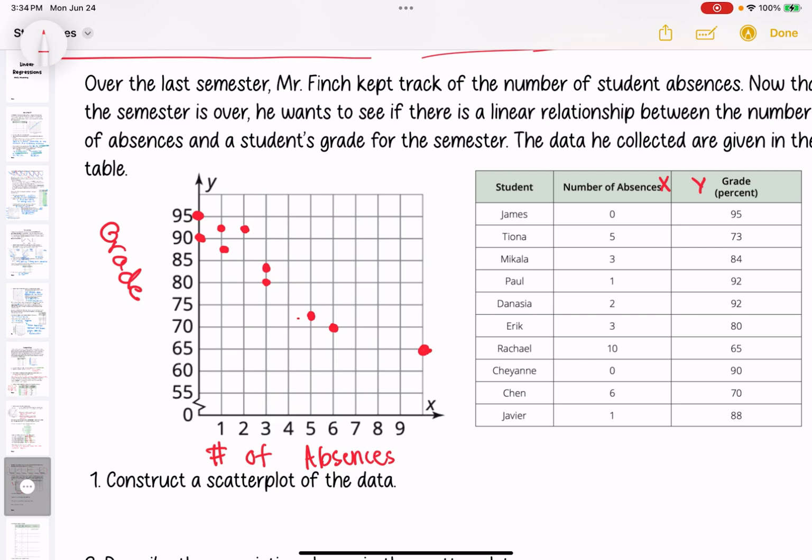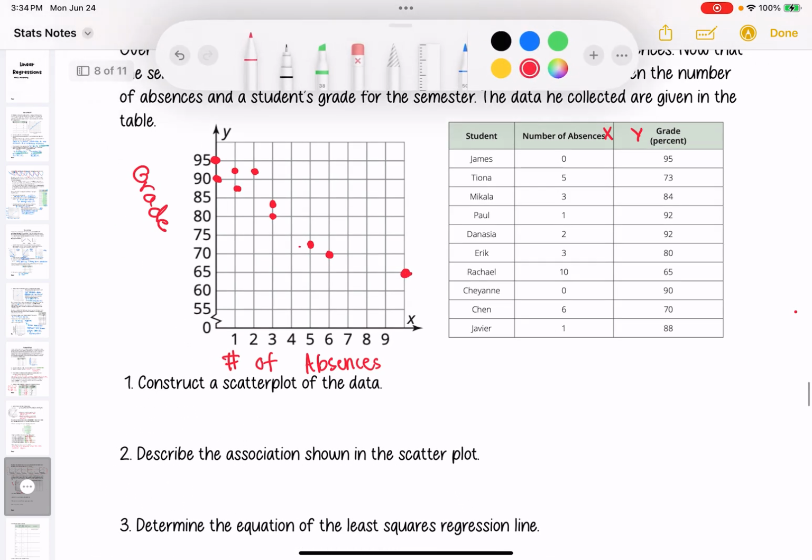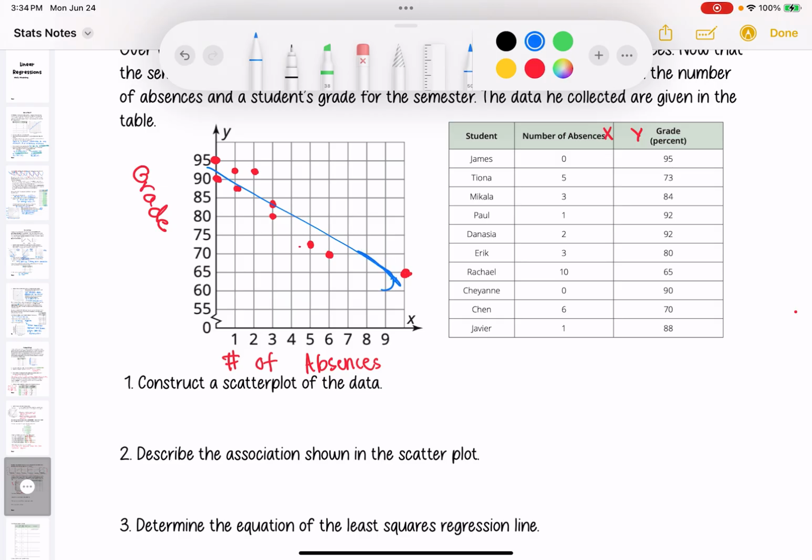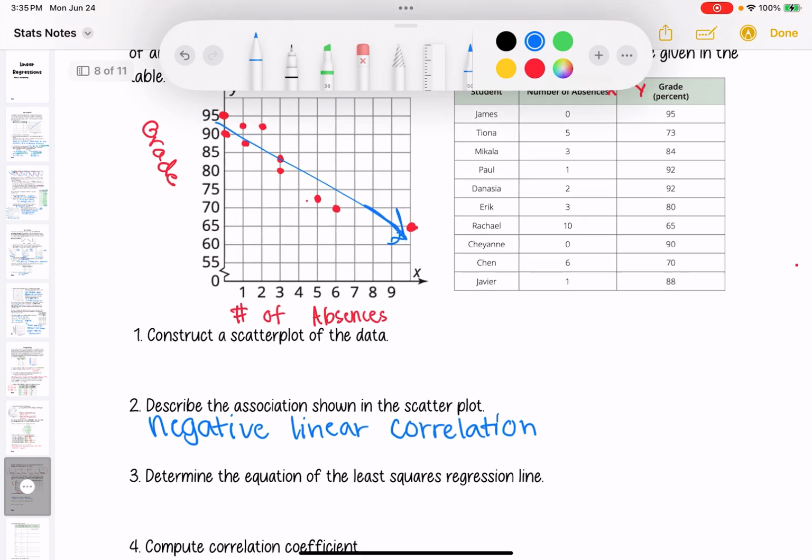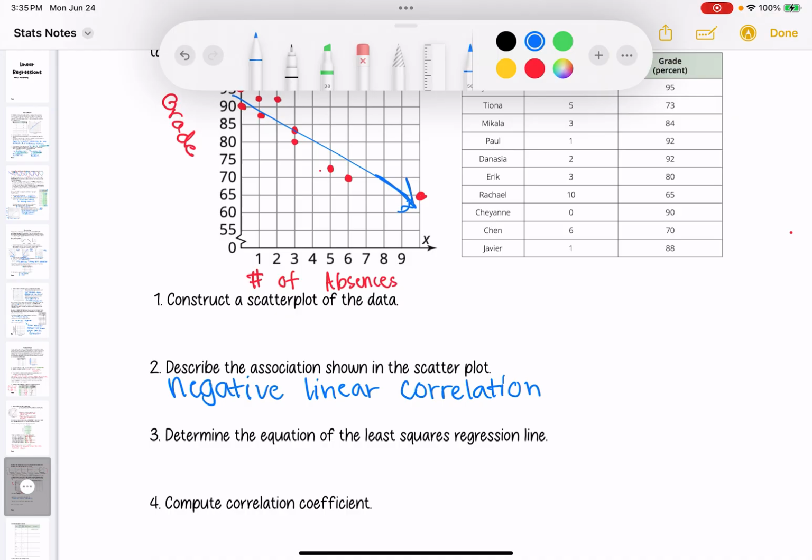All right, so describe the association shown in the scatter plot. Our graph is going down, so that tells us it has a negative linear correlation. Then we're going to determine the linear regression line. Remember I said y'all should feel comfortable finding this in Desmos yourself, so I'm going to give it to you today. But if you don't, feel free to pause the video, go through Desmos, and then check your work with what I have.